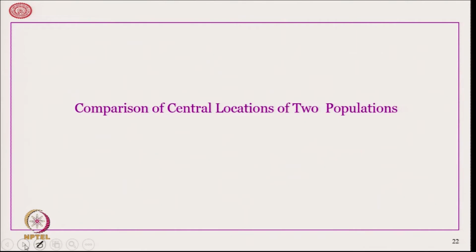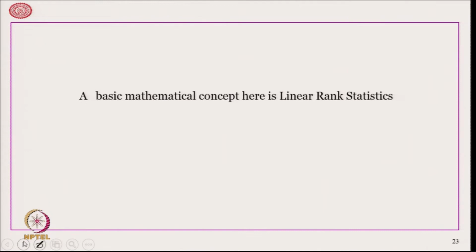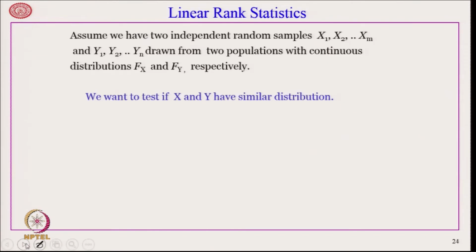Now, we are going a little bit ahead. We want to test the centrality of two different populations. How to do that? The basic mathematical concept here is that of linear rank statistics. I shall introduce you to linear rank statistics, but the actual mathematical property of linear rank statistic we shall study in lecture 5. So, what is linear rank statistic?